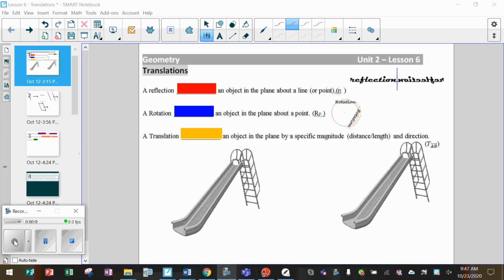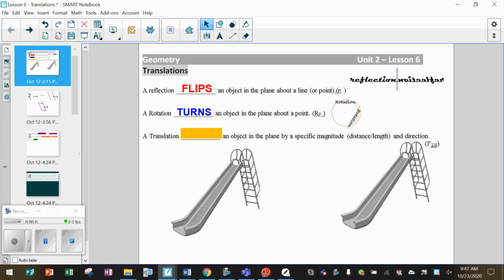So, quick review. Reflection, remember, means that we are going to flip or fold an object about a line. Technically, we could do a point reflection as well, but that ends up looking more like a rotation. So, a reflection flips an object in a plane about a line. Reflection is a flip, rotation is a turn or a spin of an object.